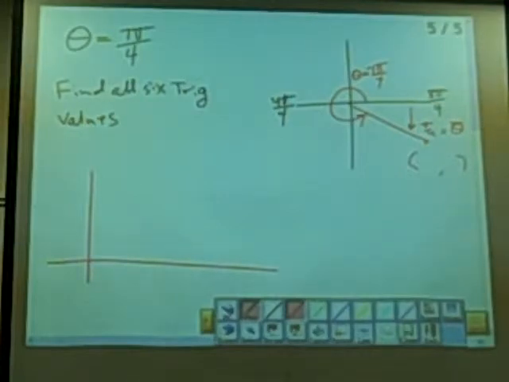So, we know that pi over 4 is what value? Square root of 2 over 2, square root of 2 over 2. So for 7 pi over 4, cosine would be a positive square root of 2 over 2. What about sine? Negative square root of 2 over 2. And therefore tangent is going to be negative 1, because it's sine over cosine, which would be square root of 2 over 2 over negative square root of 2 over 2, and everything cancels, and so you get negative 1.